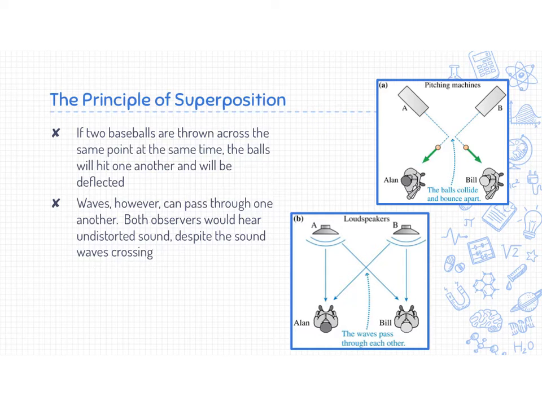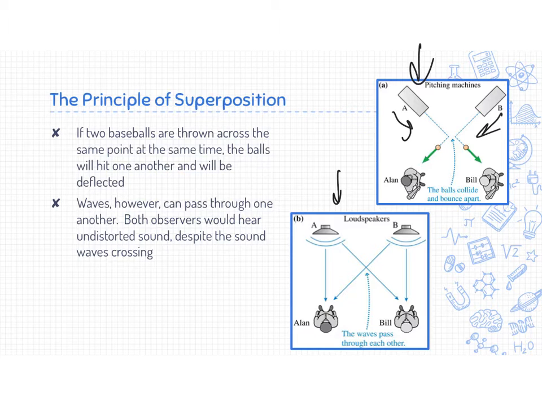To start simply, let's talk about what is happening. In this first picture, I have two pitching machines pitching balls. B is going towards Alan, A is going towards Bill. If these balls are in the same point in space at the same time, they collide and ricochet off. So those balls interfere with each other. But that's not what we get with sound.